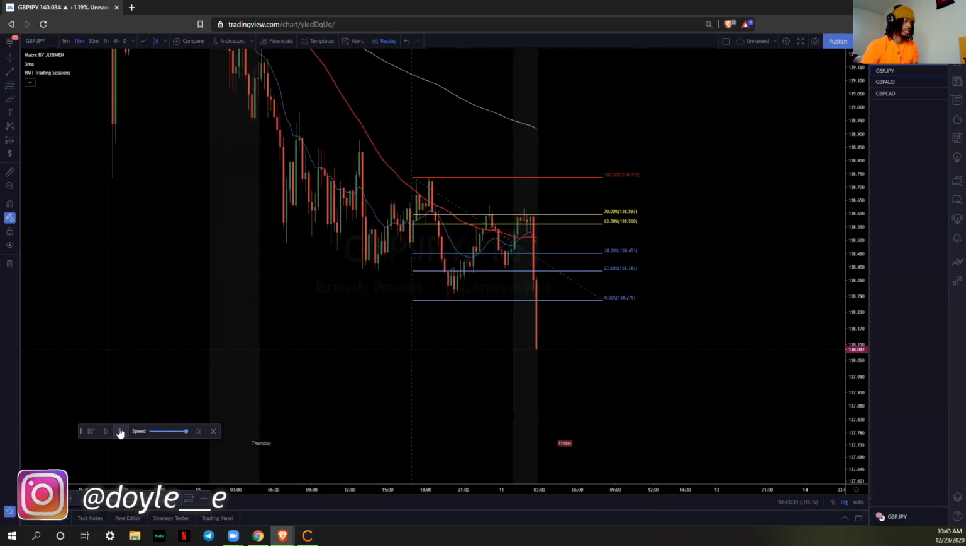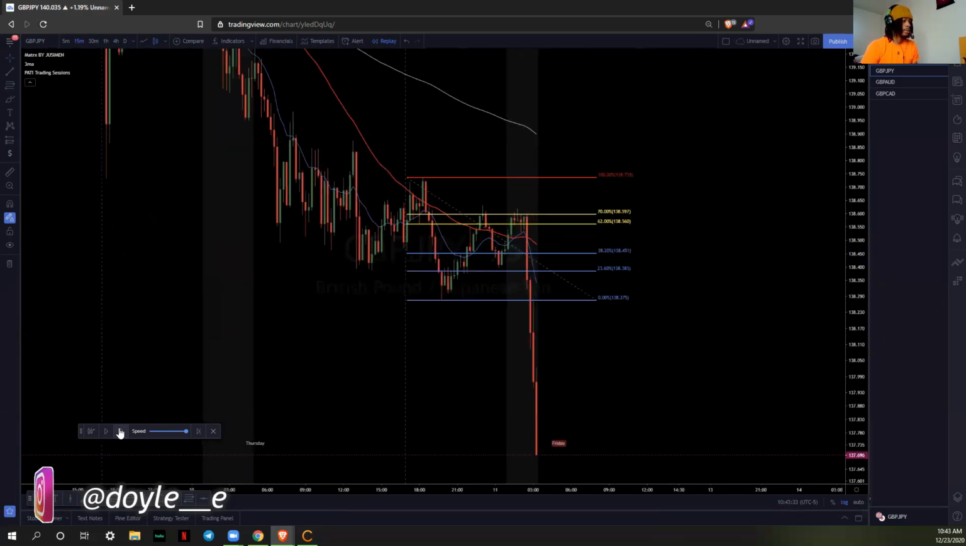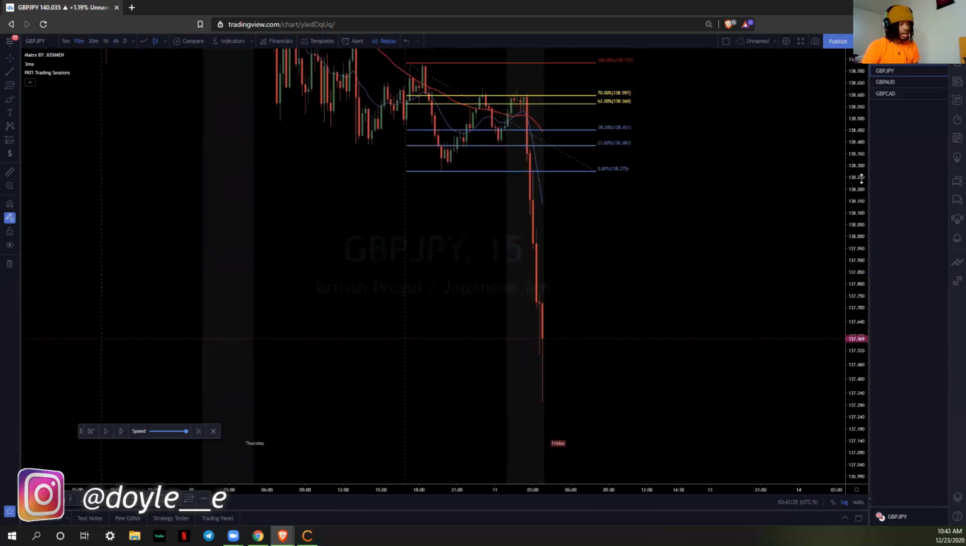So boom, it touched it, and we're off to the races now. This was an amazing runner, man. This trade probably covered like 5 trades if you would have left the runner. If you didn't leave a runner, that's tough. You know what I'm saying?